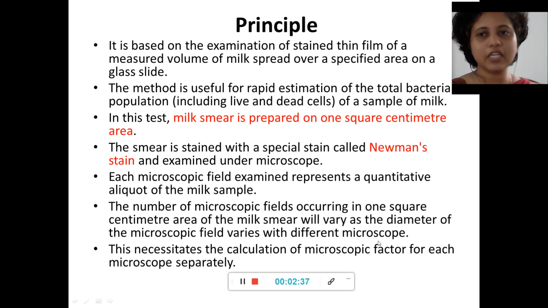Now, since the staining is also being done, the microbes will be colored, so you will be able to identify them. Even the live as well as the dead cells can be viewed in this case, because the dead cells do not go away. When it gets stained, both live and dead cells will get stained by the Newman stain, and we will be able to identify them. And of course the site of contamination can also be analyzed, because if you find the same microbe at that site, you can say that the chance of contamination is from that particular site.